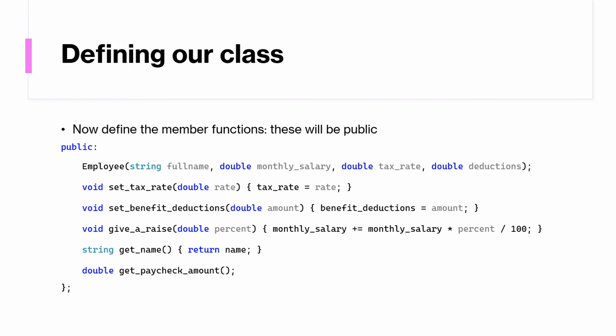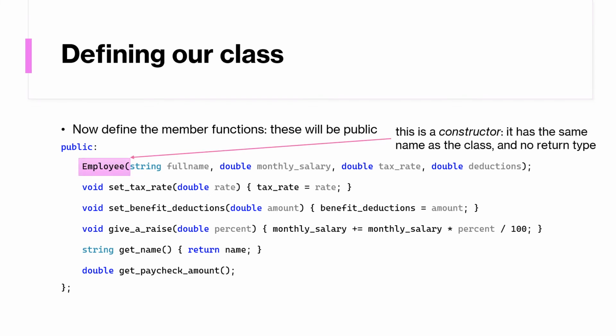Now, define the member functions. These will be public. The first one here is called a constructor. Note that it has the same name as the class, Employee, and that it has no return type, not even void. It's not even a void function. It's a special kind of function called a constructor. And you'll note that it's got one parameter for each variable that we need to set up in our Employee class.